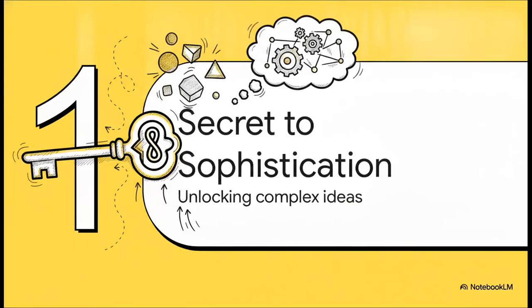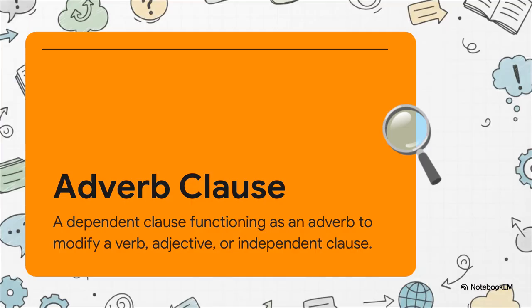Section 1. The secret to sophistication and unlocking complex ideas. First things first, we need to establish exactly what this master key is and why it's a total game changer for your professional communication. Basically, an adverb clause is a dependent clause that functions entirely as an adverb. It modifies a verb, an adjective, another adverb, or even a whole independent clause.